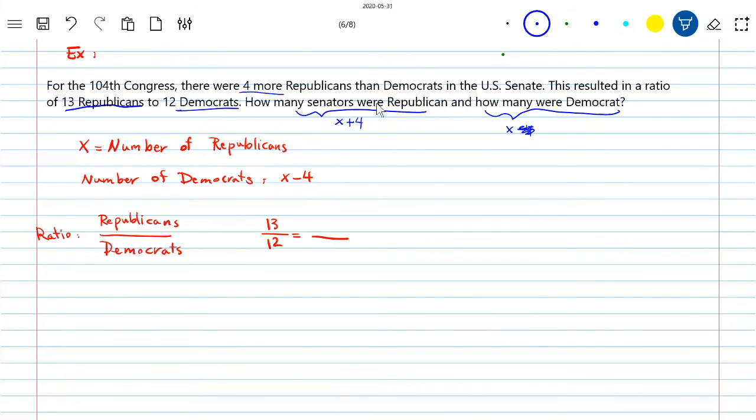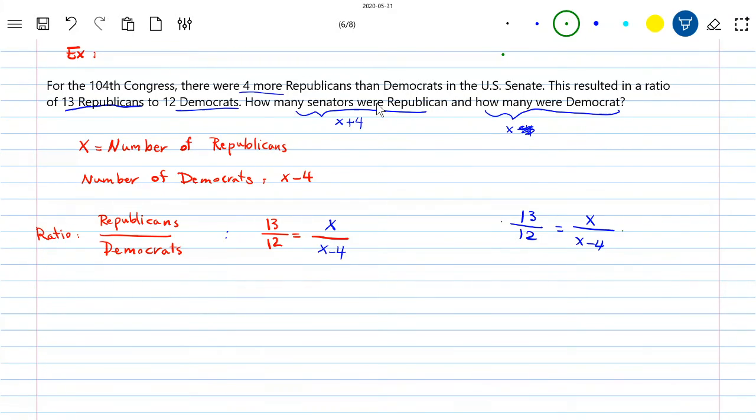What you're given is a ratio, number of Republicans to Democrats, so you're given the Republican to Democrat ratio, which is 13 over 12. So what do we know? Number of Republicans is X, number of Democrats, X minus 4. Still have the same ratio as the 13 over 12. And now this is your equation: 13 over 12 equals X over X minus 4. The question becomes, how do you solve this rational expression?